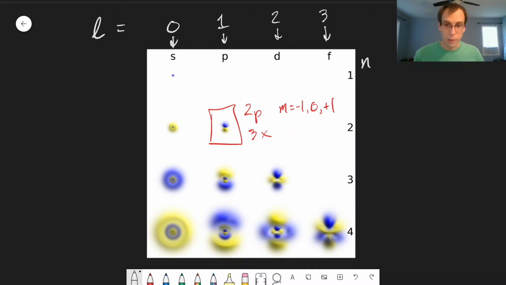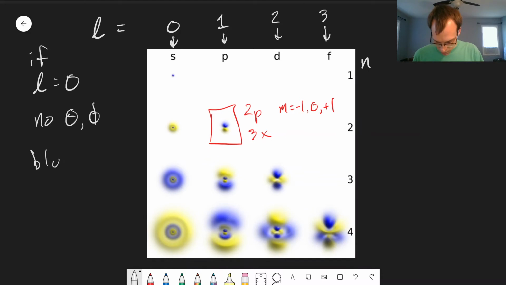When we looked briefly at the wave functions in the last video, in terms of the mathematical equations, we noticed that if L equals 0, there's no theta or phi in the functions. What that means is that we get a spherically symmetric orbital. And what's represented here is blue shading equal to positive parts of the wave function, and yellow shading equal to negative parts of the wave function.